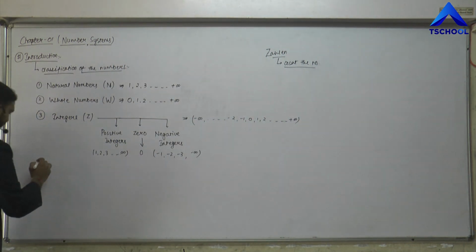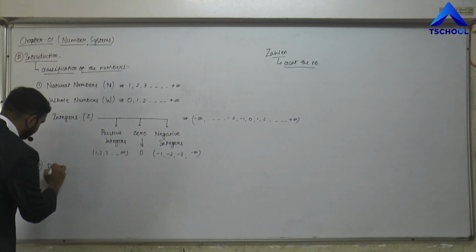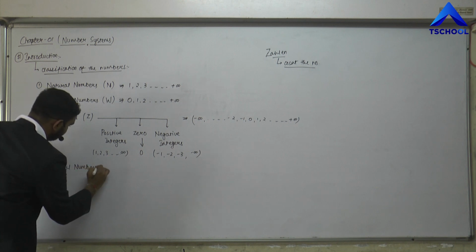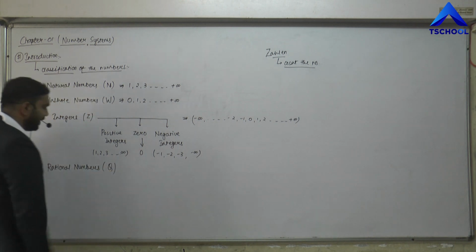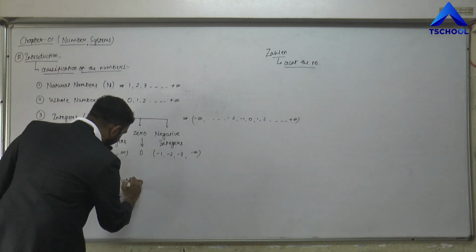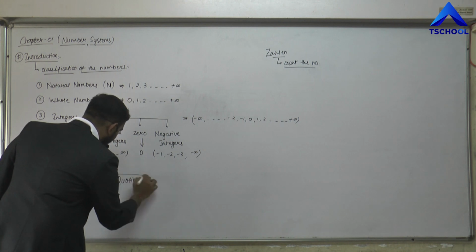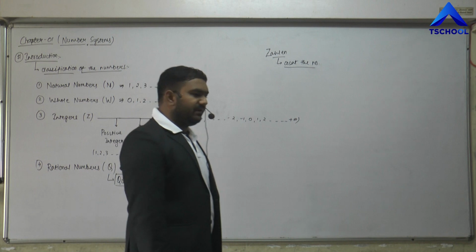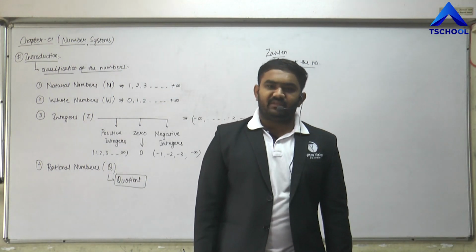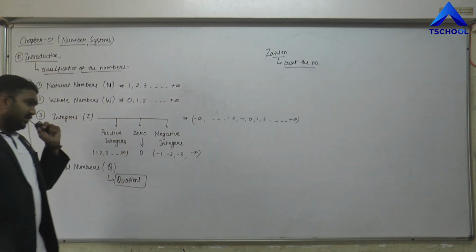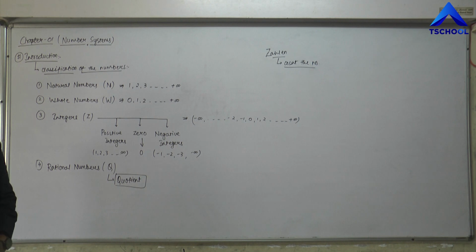Then the fourth thing we have is the rational numbers. Basically represented as capital Q, and this capital Q means the quotient. That means this quotient is available to us when we divide two numbers. When we divide two numbers, the numbers in division can be represented as rational numbers.